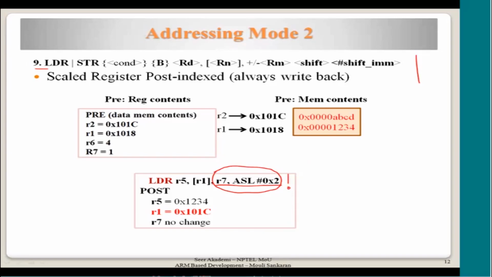So what does it mean? Whether I mention it or not, the processor is supposed to first use this value what is in R1 to access the memory, and then compute this offset and then do add or subtract based on what is mentioned into R1 and overwrite R1. Okay, always write back.